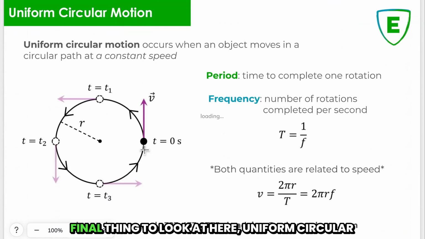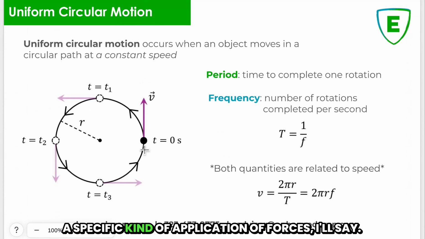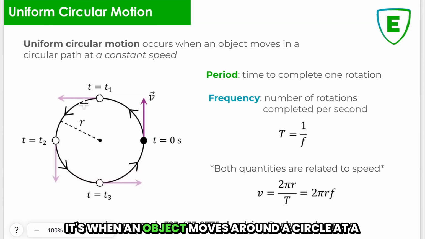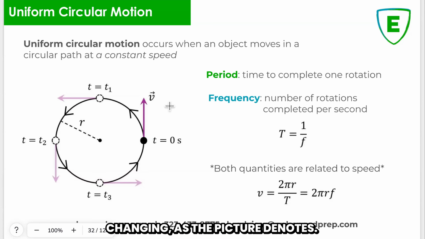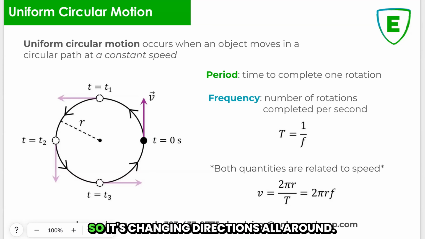There we go. Final thing to look at here, uniform circular motion. A specific kind of application of forces, I'll say. Uniform circular motion in general is when an object moves around a circle at a constant speed. Now the speed is constant, but the velocity is changing, as the picture denotes. These purple arrows are the velocity vector, so it's changing directions all around.